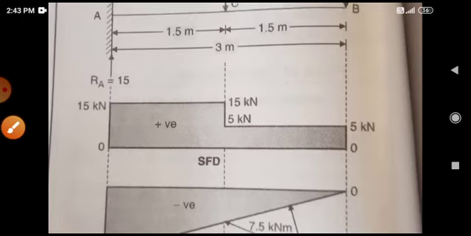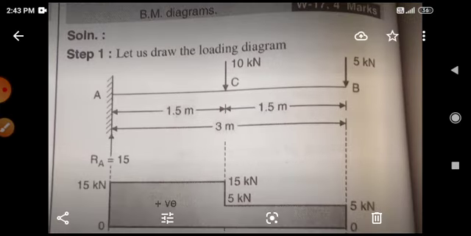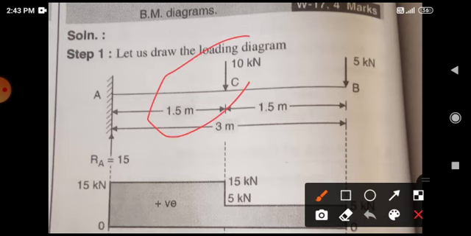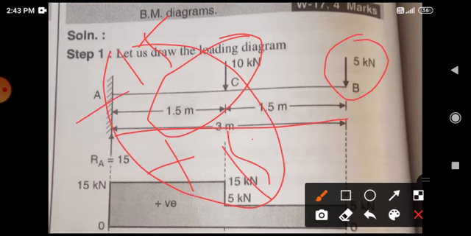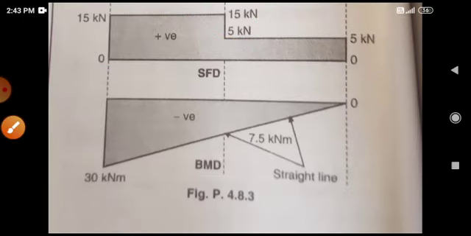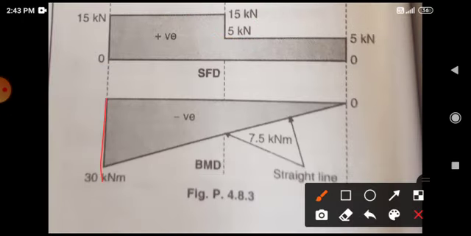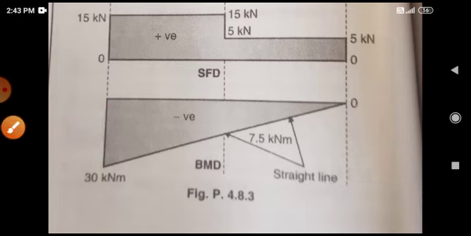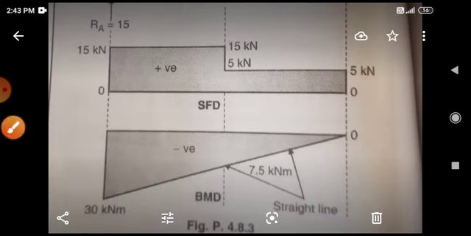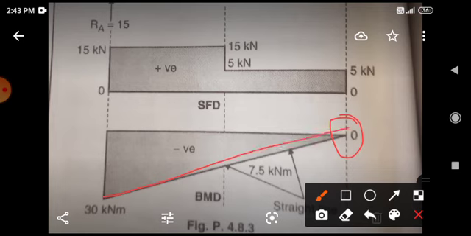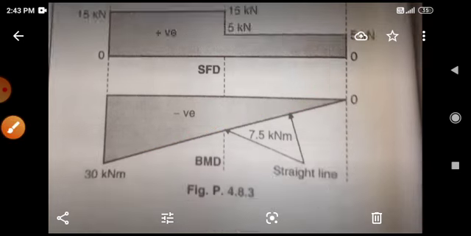Wait a second, let me calculate properly. I have taken the distance wrongly. Let's see here. 10 into 1.5 is equal to 15, plus 5 into 3 is equal to 15. Therefore the total bending moment at point A is equal to 30. So it is negative 30, and since it is 0 at point B, you have to directly join it to the end point. You will get the desired figure.